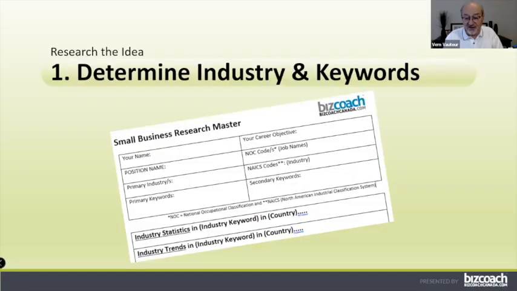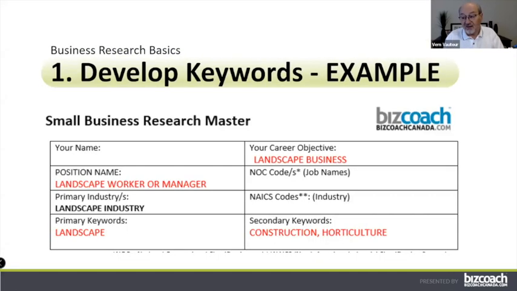As you can see, I have career objective written there, but it's your business objective, your career objective. One of the things that you want to do is identify the job that's most aligned to the business that you want to run. So for example, here's my example. I want to do a landscape business. So if that's the case, then my career objective would be landscape worker or manager. I'm going to look that up in a moment.